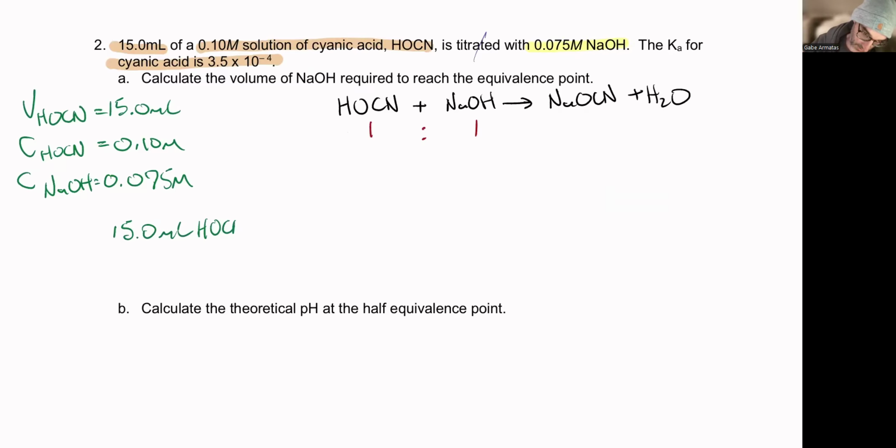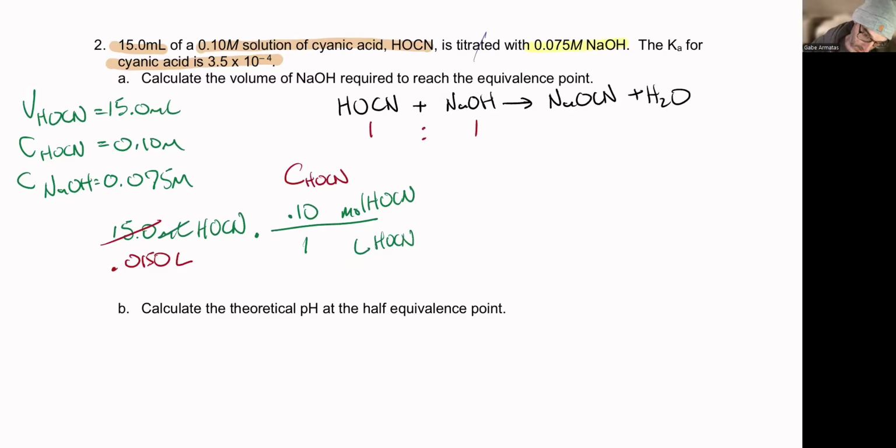And again, I'm just going to convert that quickly. I'm going to call that 0.0150 liters times fraction. I want milliliters to go away. Actually, sorry, I want liters to go away because I switched it to liters, didn't I? Yep. I want moles of HOCN to remain. So 0.10 moles per 1 liter. This is the concentration of HOCN.